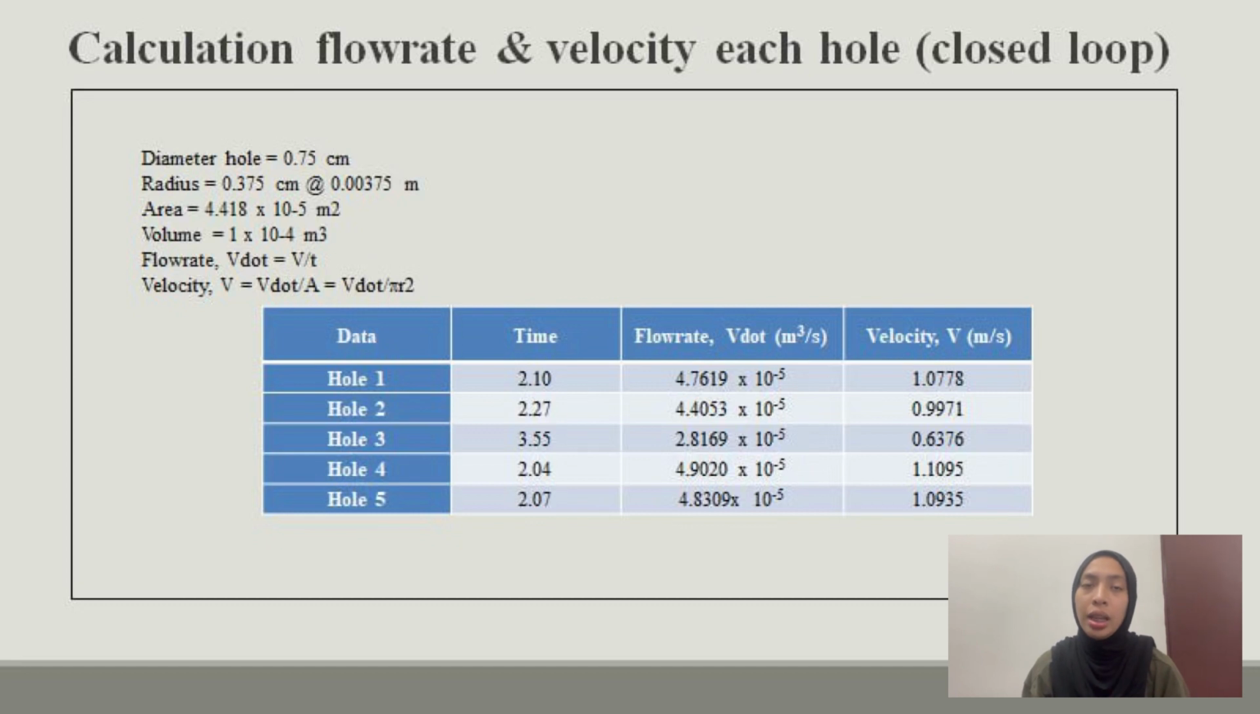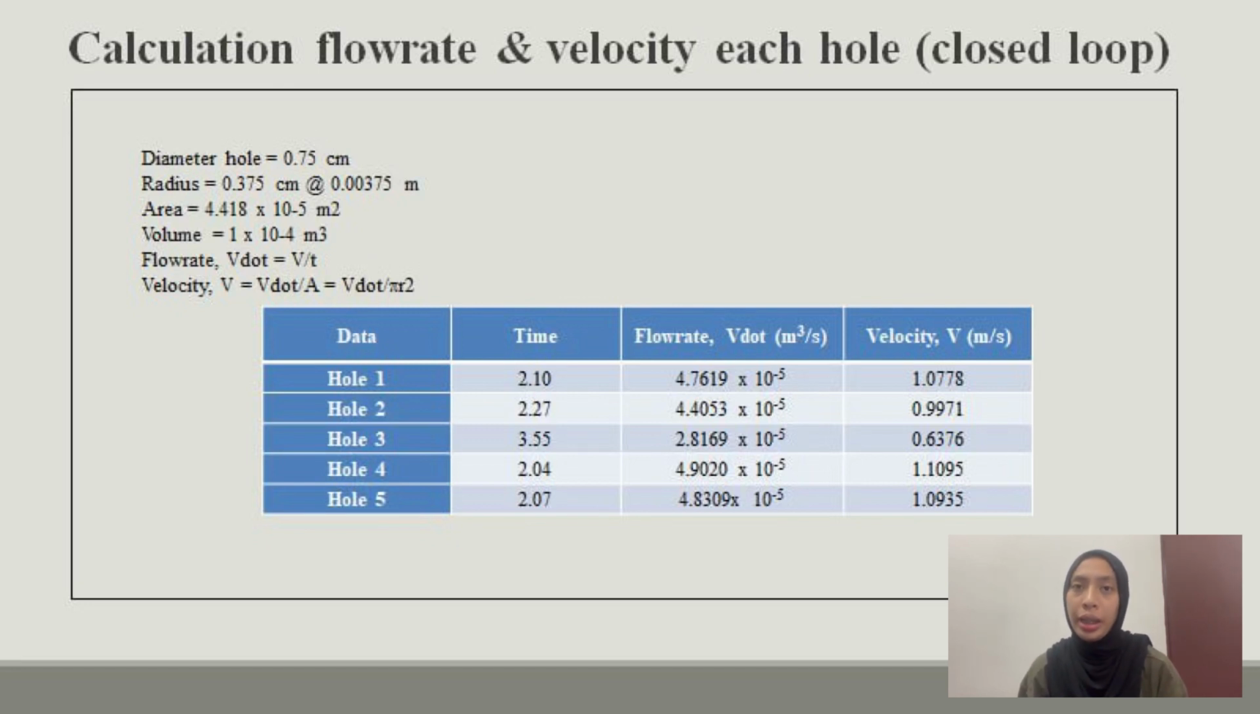For hole 3, the time taken was 3 seconds and 55 milliseconds. The flow rate is 2.8169 times 10 to the power of negative 5, and then the velocity was 0.6376 meter per second. For hole 4, the time taken was 2 seconds and 4 milliseconds.